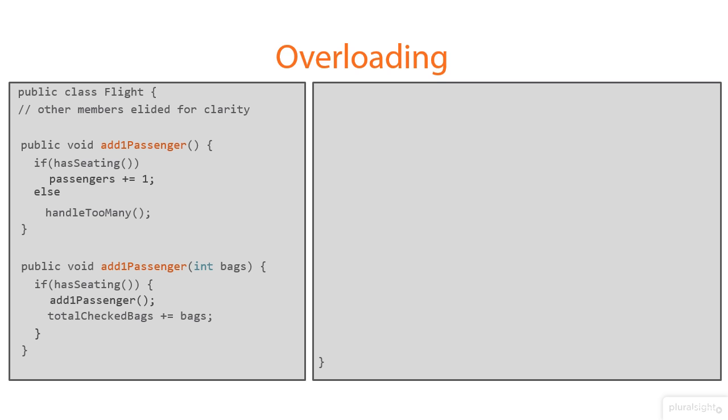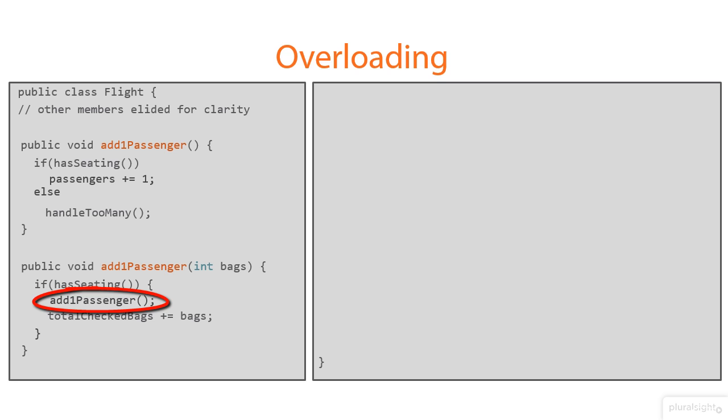And this shows us a couple of things. First of all, notice that when we wanted to access the overload of add one passenger that took no arguments, there was no special syntax for that. It wasn't like with constructors where we had a special keyword. Here, we just called a method name with the right number of parameters.